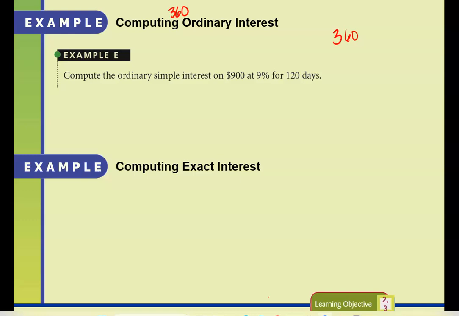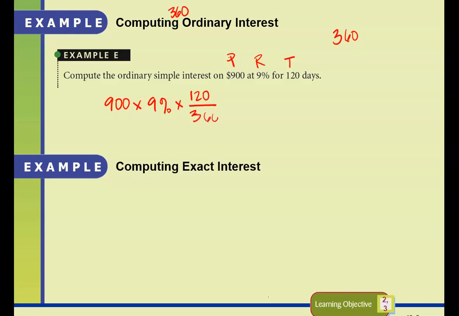So if we have a loan amount or principal amount of $900 at a rate of 9%, and time now is 120 days, we'll take that $900 times 9%, and then for time, I'm taking 120 days over 360. And this is going to give me an interest amount of $27.